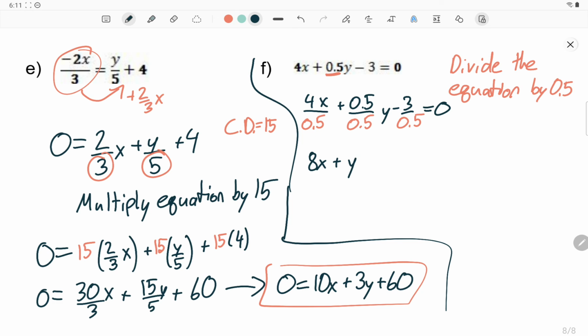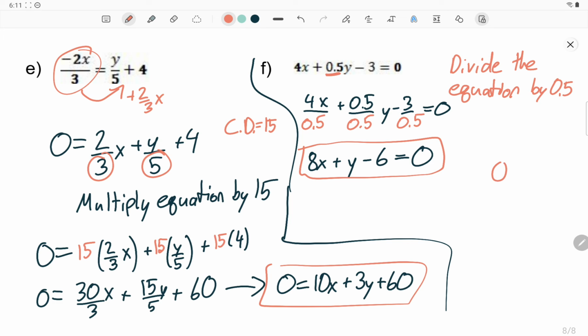of the variables. So you can just leave it as y, because if you were to write down 1, well, it's the same as just writing it like that. 3 divided by 0.5, well, that's the same as 6. And that's equal to 0. And so there we have it. So that's one way of dealing with a decimal.